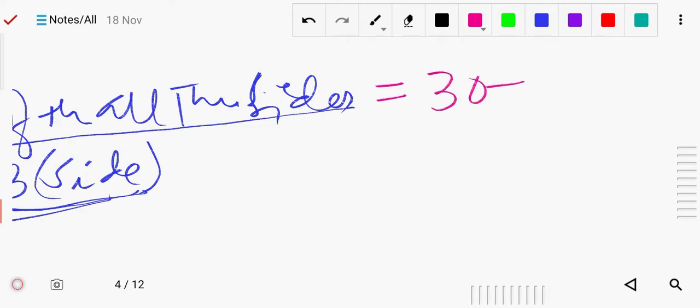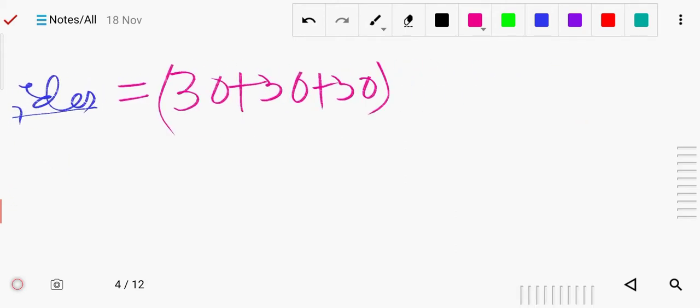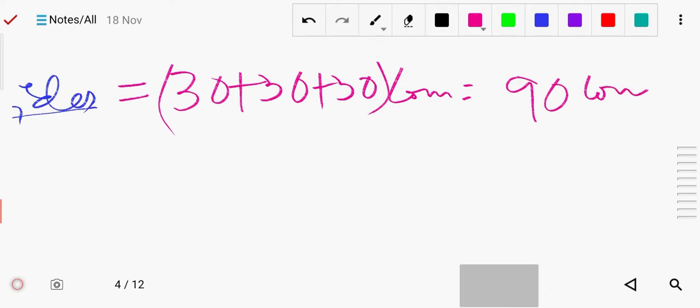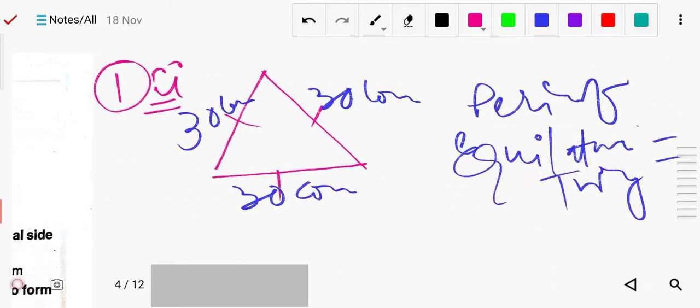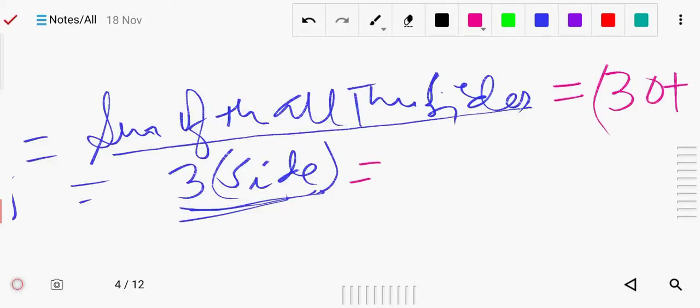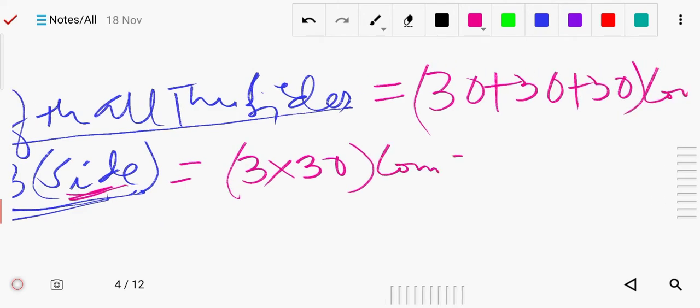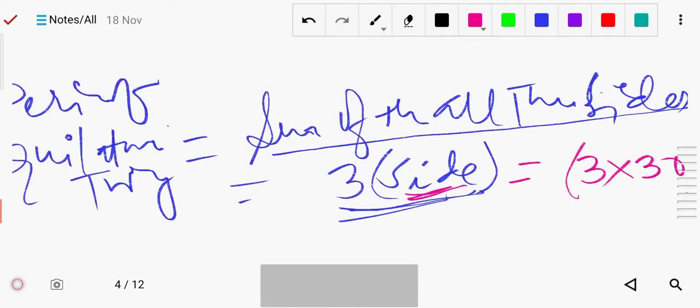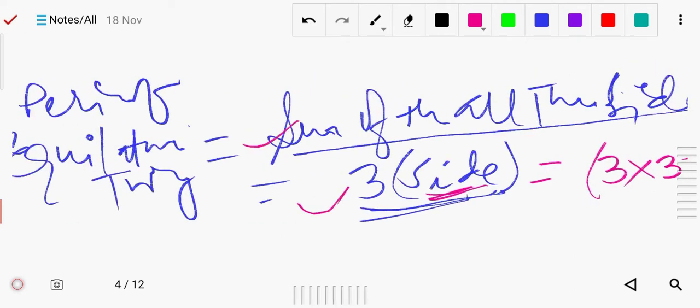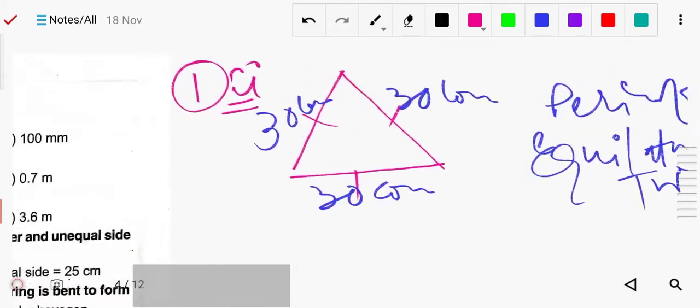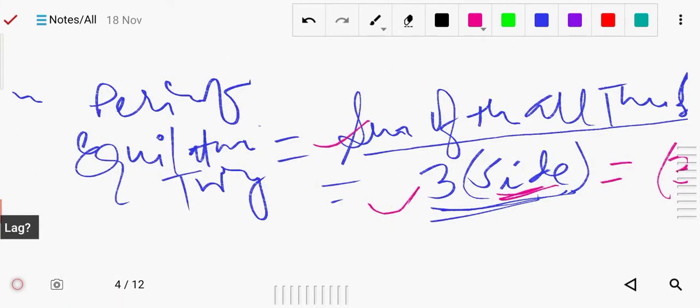So 30 plus 30 plus 30, all in centimeter, is 90 centimeter. The perimeter of this equilateral triangle is 90 centimeter. Also by this formula you can get 3 into 30. Because all the sides are the same, and this is in centimeter, 3 threes are 9, so 90 centimeter. So again we got the same answer. Any method or formula you can follow. So this is how to find the perimeter of the equilateral triangle.